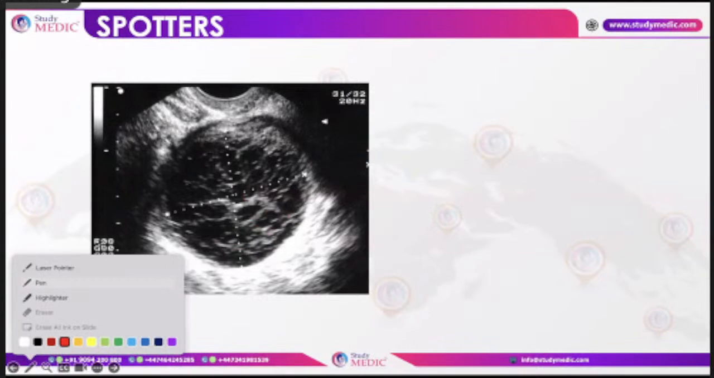Fantastic. Thank you for the comments, guys. Okay, what is this cyst, guys? I can see the answers coming in. Hemorrhagic cyst. Okay, any other different answers? Do you think it is endometrioma or hemorrhagic cyst?